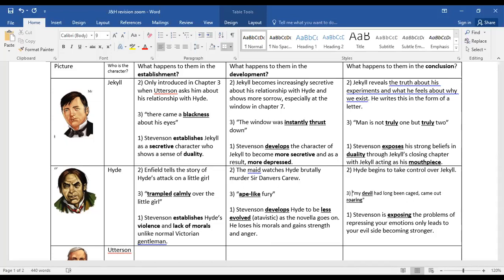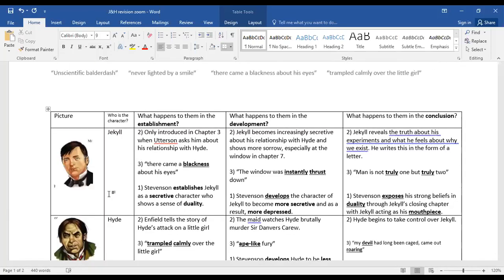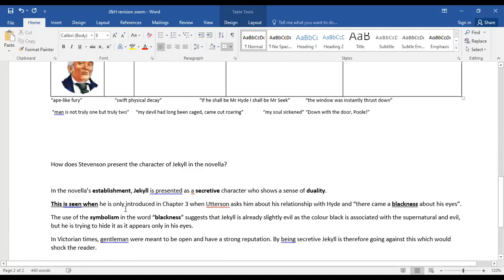So just to sum up everything, thank you for being very patient and for listening. I hope you've taken lots of notes, and you've got this table. I would suggest you do exactly the same for Utterson and for Lanyon. You are writing three paragraphs: one about the establishment, one about the development, and one about the conclusion. Make sure you're analyzing your keywords, and make sure you link it to the Victorian period, and that's what's going to help you out.